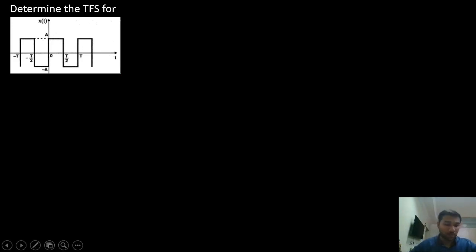Now let us discuss one more problem in trigonometric Fourier series, and then we'll move on to the second form of Fourier series. So this is the last problem that we'll discuss for trigonometric Fourier series. If you look at this signal, if I draw the folded version of this signal, when folded, how will it look?